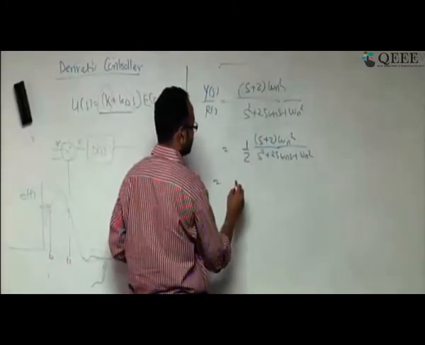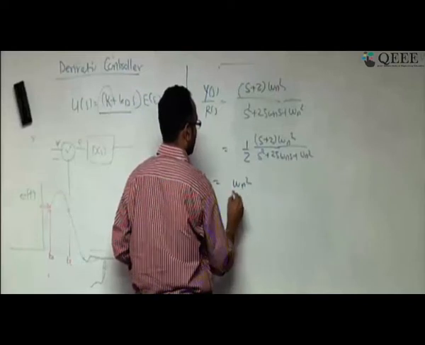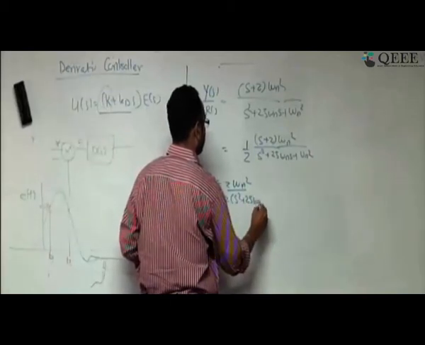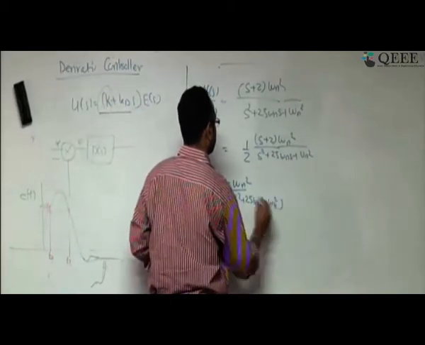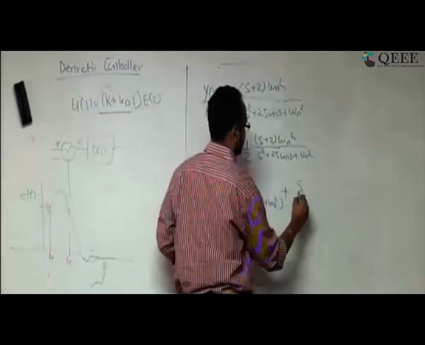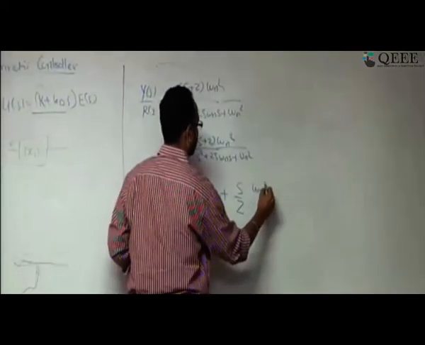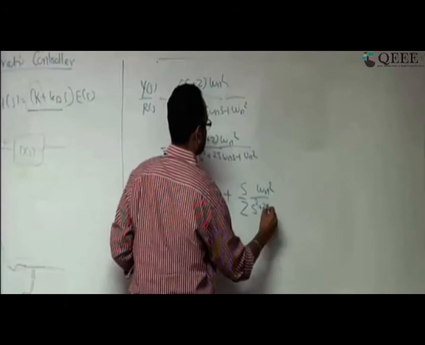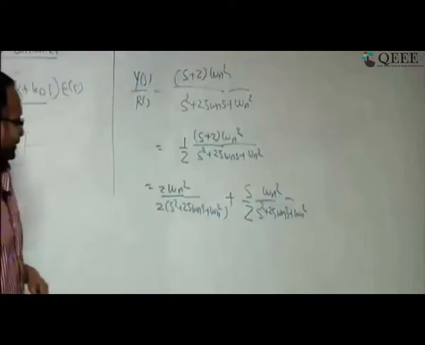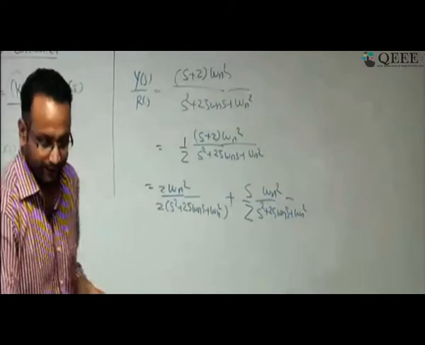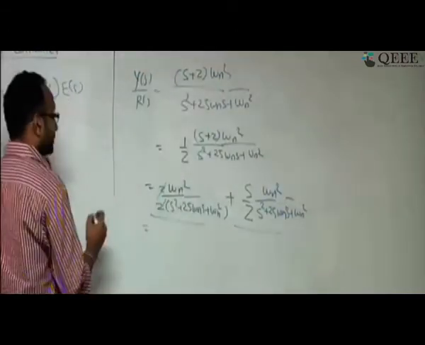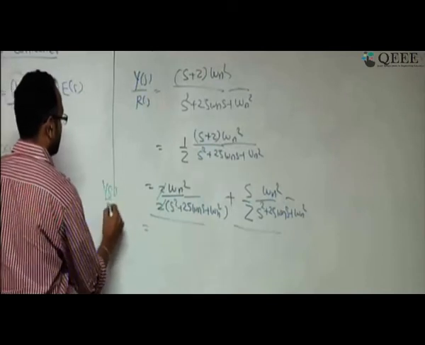So now there are going to be two terms: ωn² over s² plus 2ζωn s plus ωn², plus the other term, s by z times ωn² over s² plus 2ζωn s plus ωn², correct. Okay, this z will get cancelled out. So this is the one term, this is another term. So this is your Y(s) by R(s).